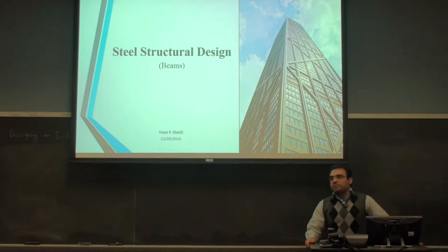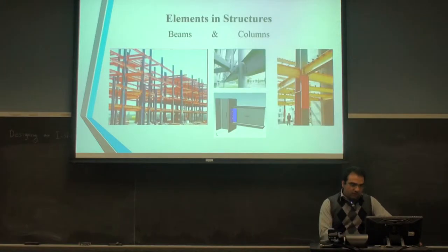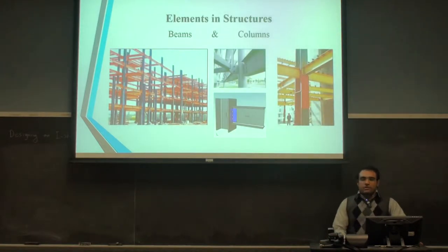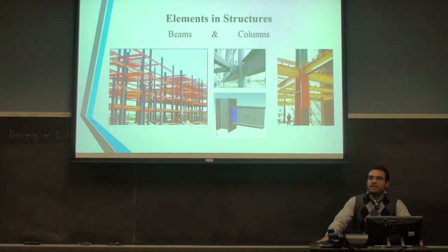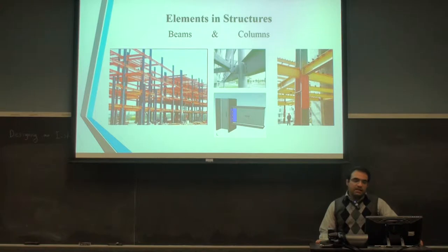But before starting the main part of the lecture, let's overview what we covered last session. Last week, I explained that in steel structures, we basically have two main kinds of elements, the horizontal ones and the vertical ones. I mean the beams and the columns.